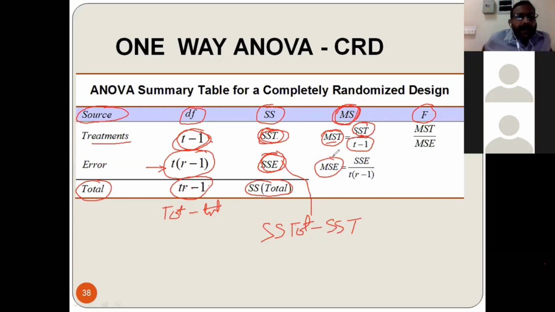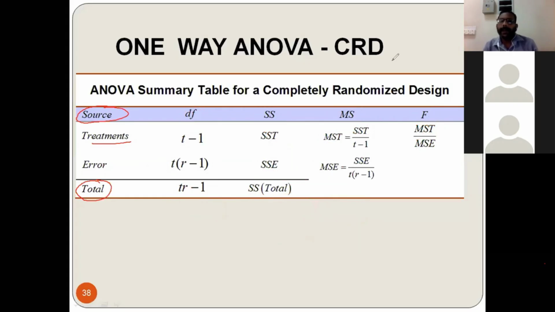We don't calculate the mean square for total. Why? Because we want to compare the mean square of treatment and error only. Right? We want to compare only these two mean squares, not the total mean square, so we don't need to calculate it. Finally, we come to the comparison of these two mean squares, which gives the F calculated. So mean square treatment divided by mean square error. Okay. Right. We talked about this.